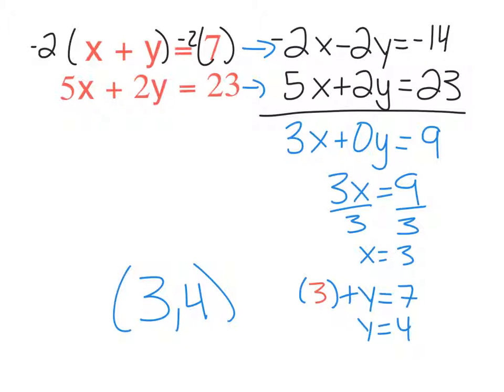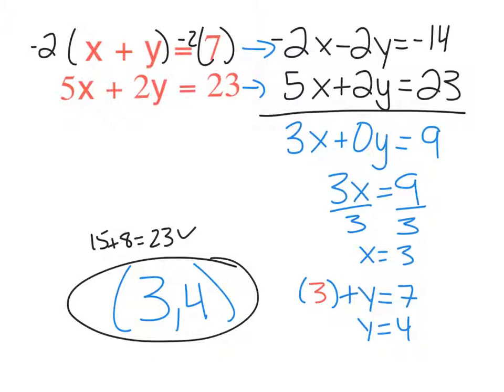I should, of course, check this in both equations. 3 plus 4 equals 7, so I know my solution works in my first equation. 5 times 3, or 15, plus 2 times y, 2 times 4 is 8, equals 23. So I know it works in my second equation as well, and my solution is 3, 4.